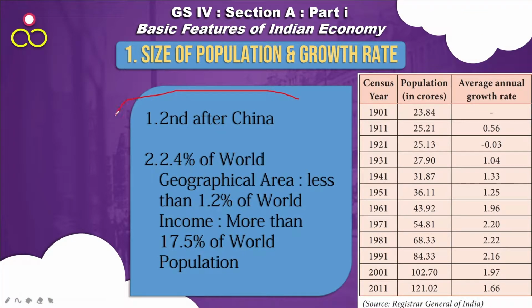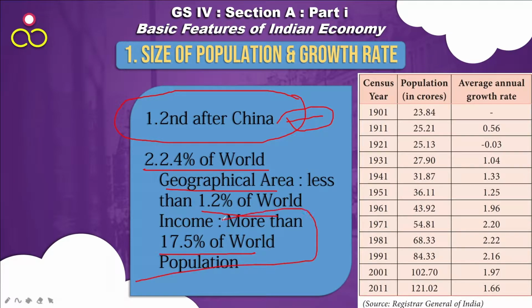In terms of size of population and growth rate, as we know, India is a huge country in terms of area and also population. In terms of population, it comes only second to China, and it's predicted that India will cross China and be the number one populous country in the world. 2.4% of the geographical area of the whole world is under India, but it contributes less than 1.2% of the world income. This is different from the GDP. In terms of GDP, India is way above and is in the top 10 countries of the world, but more than 17.5% of the world population is living in India.